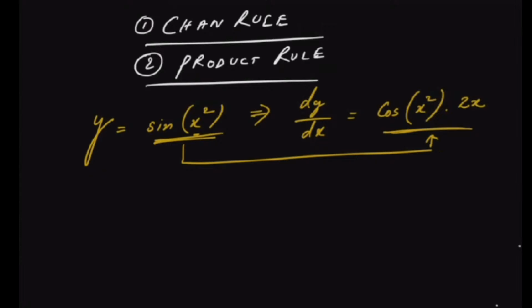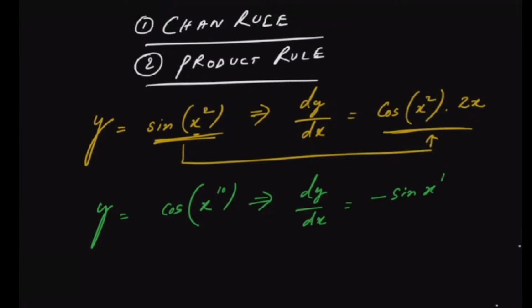Similarly, I'll write a second example. If y equals cos of x power 10, then the derivative will be, I write the derivative of cos of x power 10, which is actually minus sine of x power 10. If I assume that there is x here, but in place of x you have x power 10, so you take the derivative of that function and multiply. So it's 10x power 9, right? So I get the derivative of this function.